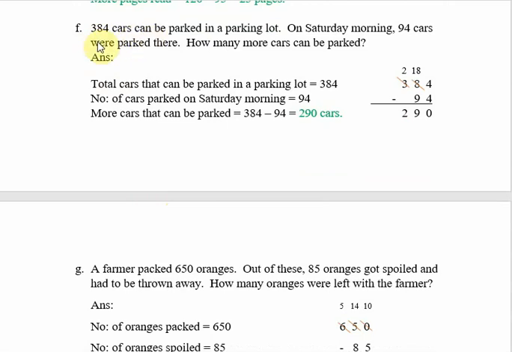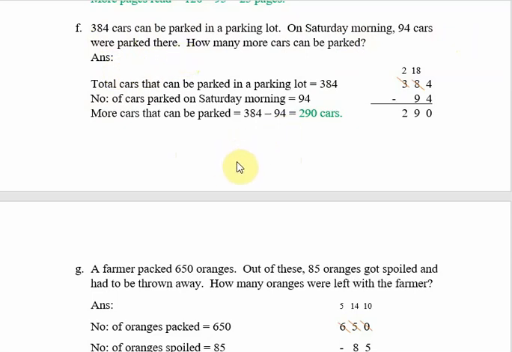385 cars can be parked in a parking lot. On Saturday morning, 94 cars were parked there. How many more cars can be parked? So, the question is, in a parking lot, the maximum capacity of the parking lot is 384 cars. That means the maximum number of cars that can be parked is 384. And on Saturday morning, 94 cars were parked there.